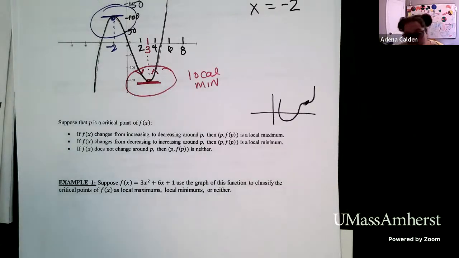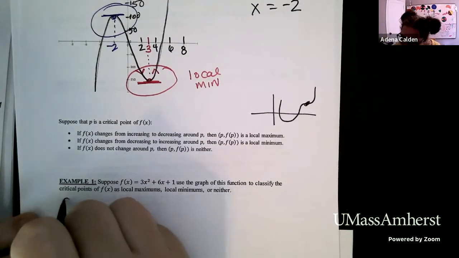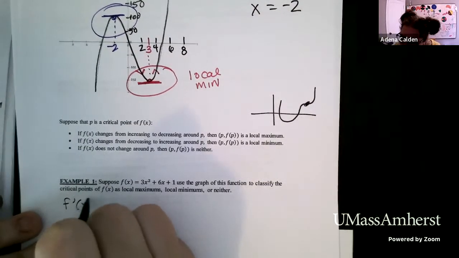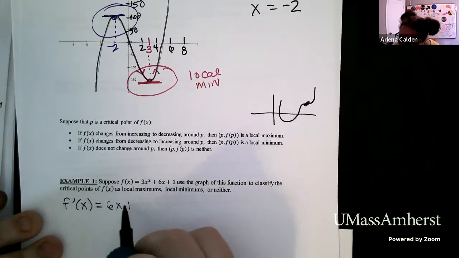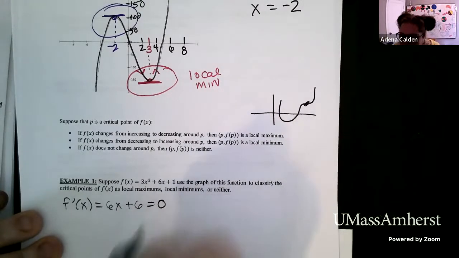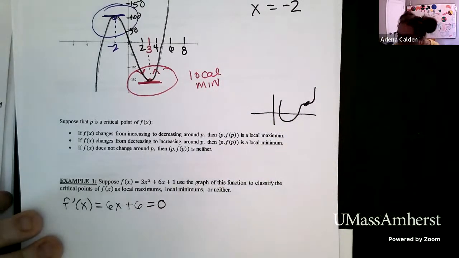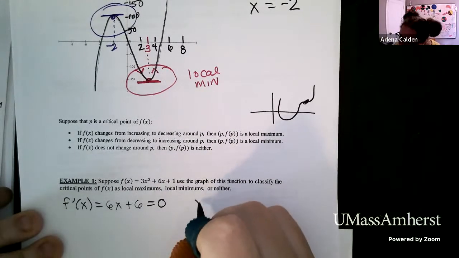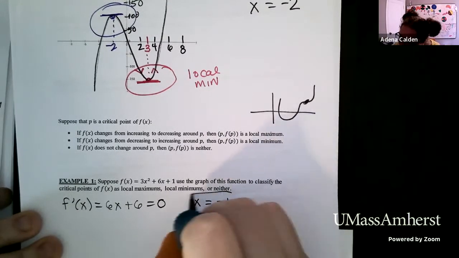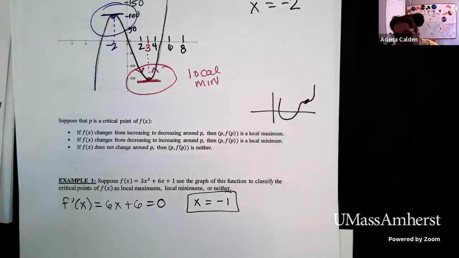Okay, so we need two things to solve this. We need the derivative function and we need a graph of the original function. It doesn't actually matter which one you do first or second, but I'm going to go ahead and find the critical points by using the derivative, right? So if we take the derivative of this function, we have 6x plus 6. We want to know when does that equal 0. So we bring the 6 over and divide by 6, and we get a solution of x equals -1.